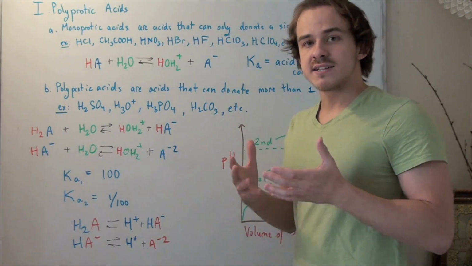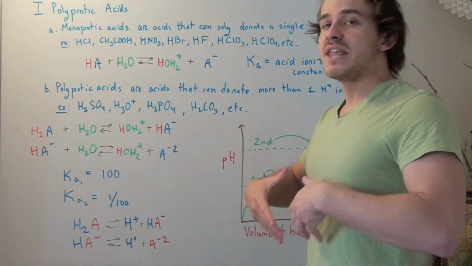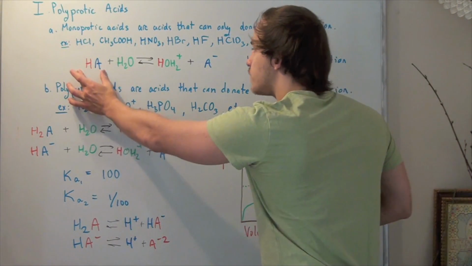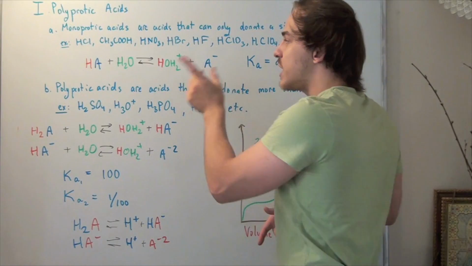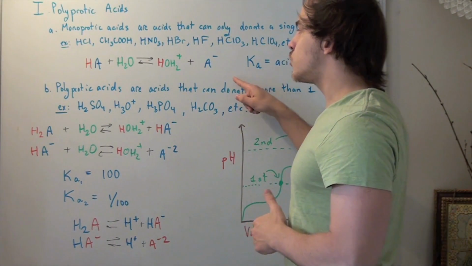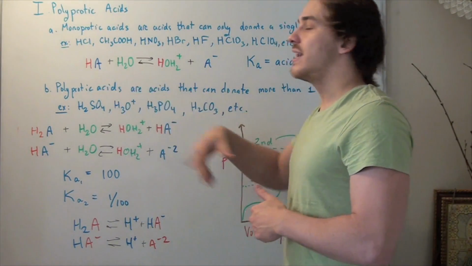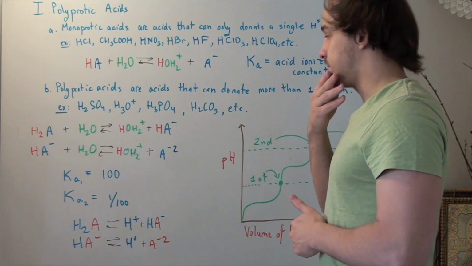Now, by strong acid, I simply mean an acid that's willing to dissociate, that's willing to go from this form to this form. So therefore, if our Ka is high, that means the concentration of these guys is high, and the concentration of this guy is low, and that makes sense.